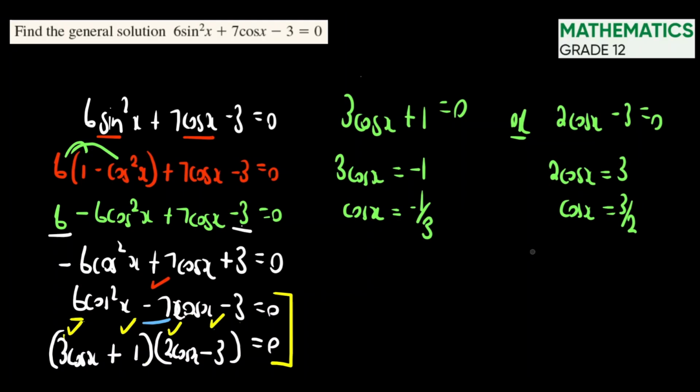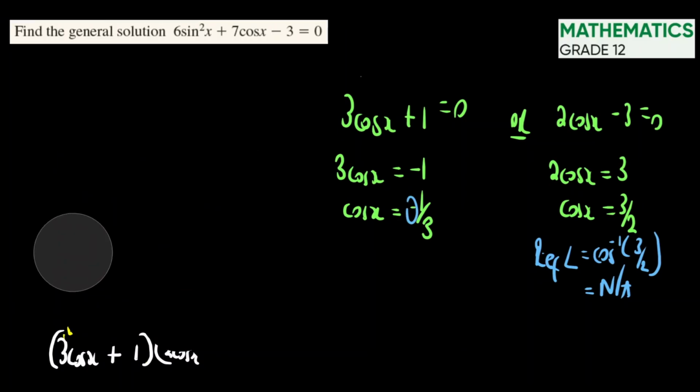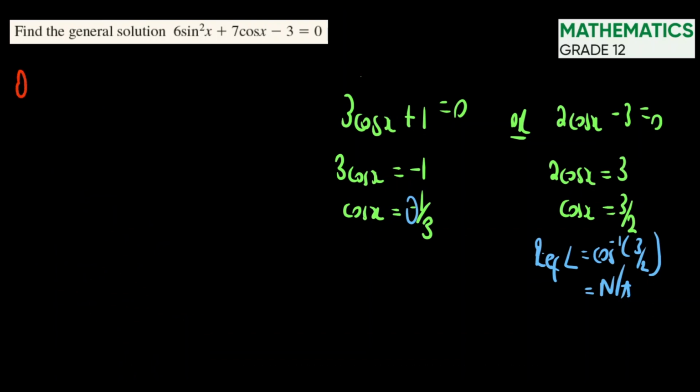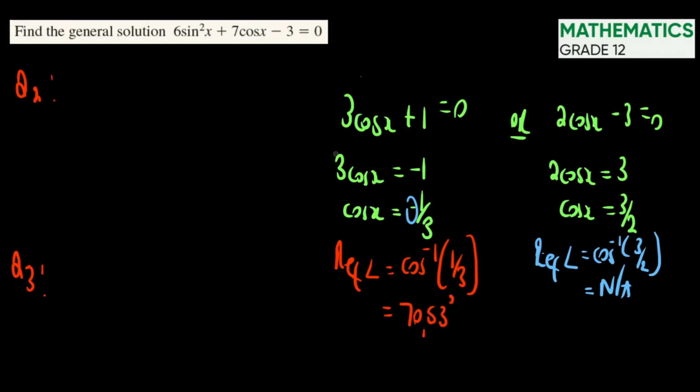Let's start with the reference angle on the right. It should be cos inverse of 3 over 2, and this will give us an error, which is not applicable. Then for our reference angle here, remember we have a negative, and a negative simply means that we need to find quadrants where cos is negative. Those are quadrant 2, where cos is negative, and quadrant 3, where cos is negative. So the reference angle is cos inverse of 1 over 3, which is equal to 70.53 degrees.